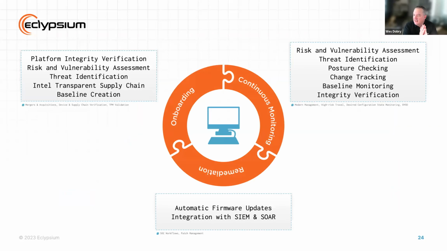And an easy way that I like to think about this is breaking this into three parts. Onboarding section where we assess the device before it even goes and touches anything critical or important within your network by baselining the device, establishing trust within it. Then we move into continuous monitoring where we can do regular posture checking, change tracking, integrity verification. And then lastly is around the remediation side where we're performing the firmware updates, we're integrating with your SIEM and SOAR to make sure that we sync in with your existing workflows within your organization and make sure everyone is communicated and notified appropriately depending upon what we've found within that device.